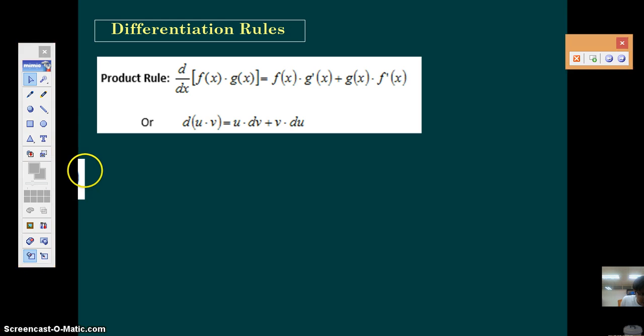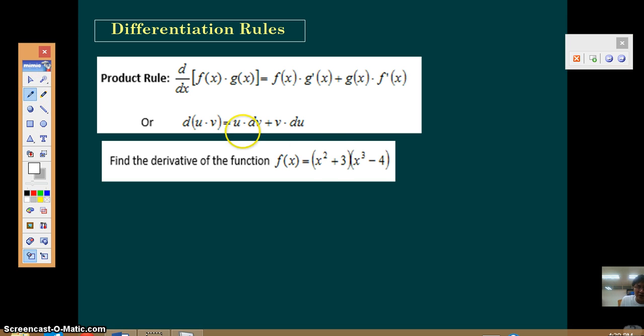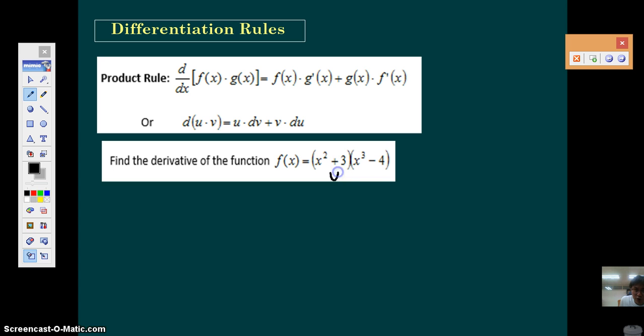Let's have this example for the product rule. Find the derivative of the function f of x equals x squared plus 3 times x cubed minus 4. I know again that you can multiply this and just use the simple power rule, but let's go straight to solving this using the product rule. Obviously, the first factor, let this be u, and the second factor be v.